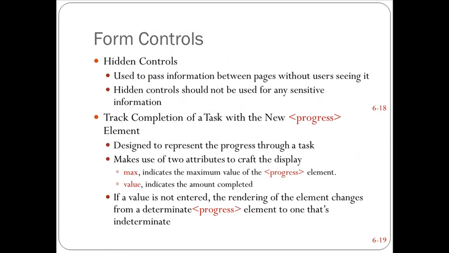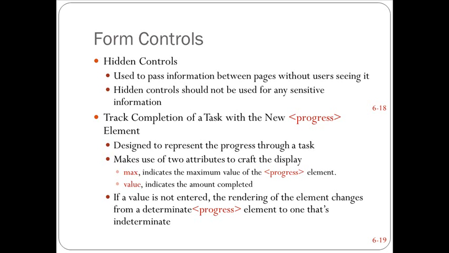Hidden controls. Hidden controls are used to pass information between pages without users seeing it. You want to make sure that you don't use this for any sensitive information, because a quick view source would show what that data actually is. It would show the value of that hidden element. So you don't want to do anything that's sensitive, but you may want to pass things from one form to another, especially if you've got some type of input form where you're collecting so much information that you break it up into pages.